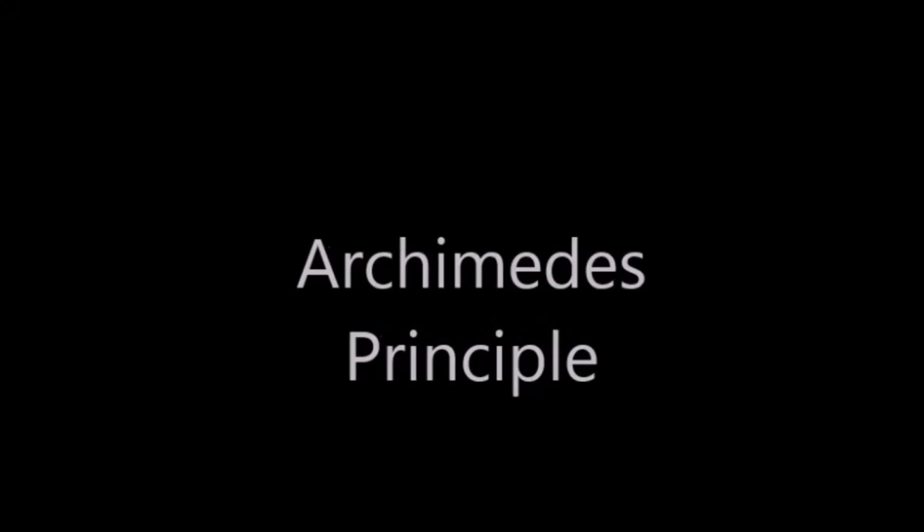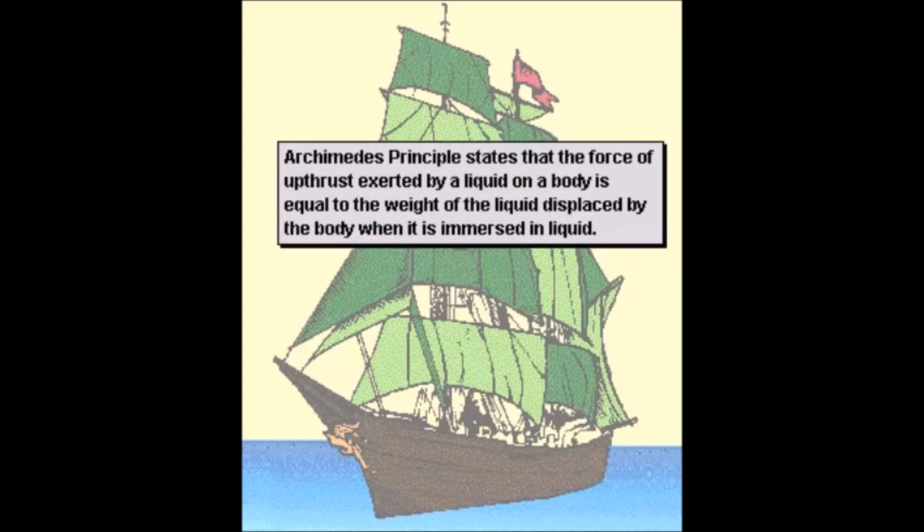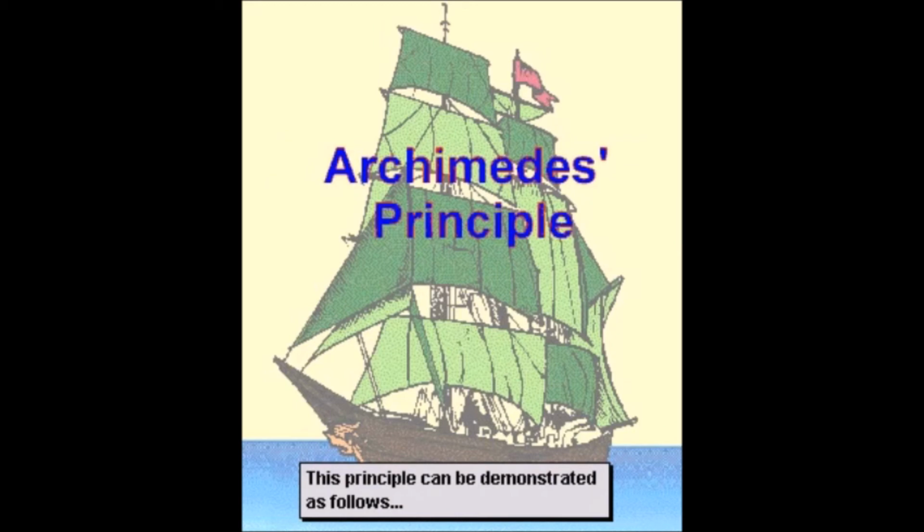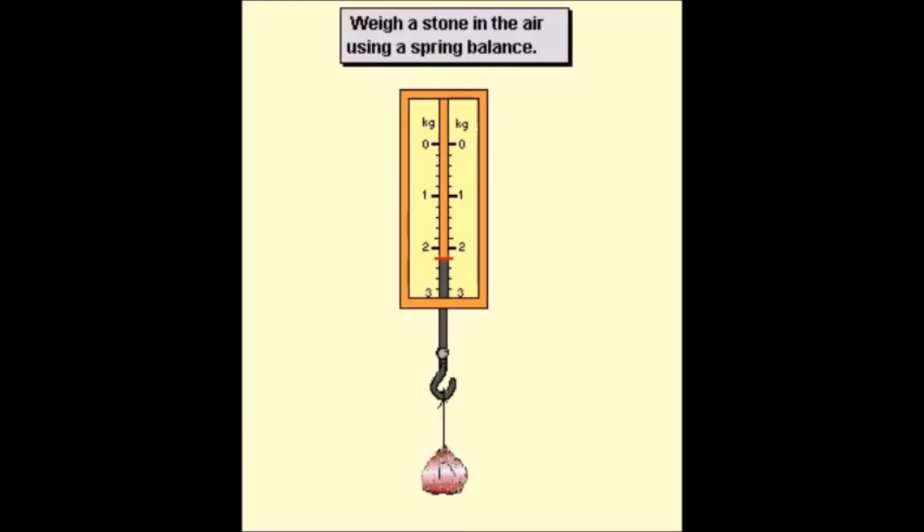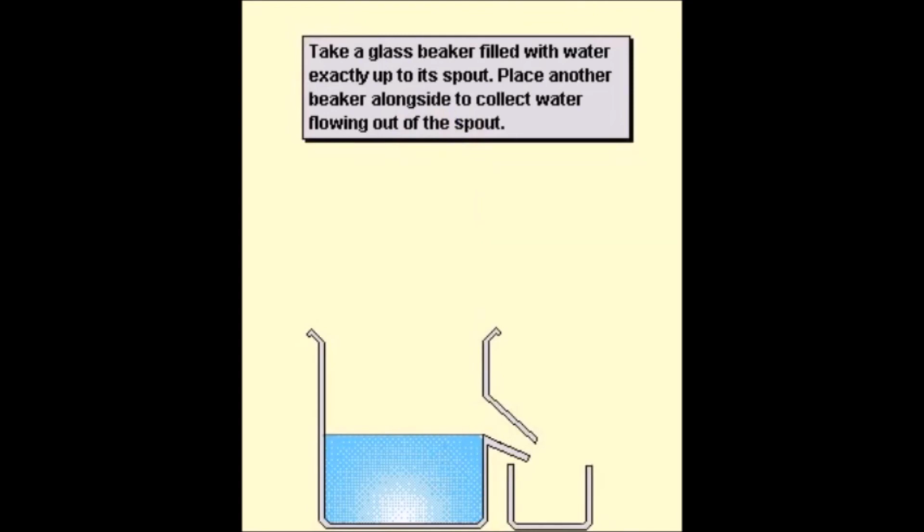Archimedes' principle. Archimedes' principle states that the force of upthrust exerted by a liquid on a body is equal to the weight of liquid displaced by the body when it is immersed in liquid. This principle can be demonstrated as follows. Weigh a stone in the air using the spring balance. Take a glass beaker filled with water exactly up to its spout. Place another beaker alongside to collect water flowing out of spout.